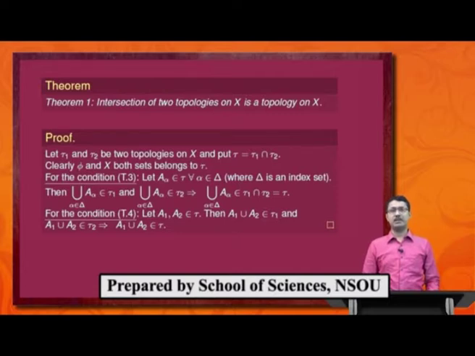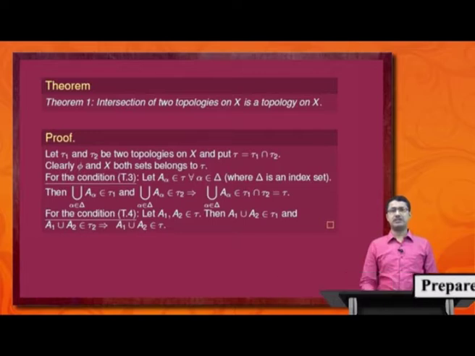For condition 3, let A alpha belong to tau for all alpha belonging to delta, where delta is an index set. Then the union over alpha in delta of A alpha belongs to tau1, and the union of A alpha belongs to tau2. So the union of A alpha belongs to tau1 intersection tau2. That means this is a common element, so that is equal to tau. So condition 3 is satisfied. For condition 4, let A1, A2 belong to tau. Then A1 union A2 belongs to tau1, and A1 union A2 belongs to tau2, because tau1 and tau2 both are topologies on X. That implies A1 union A2 belongs to tau. That means the intersection of two topologies on X is a topology on X.